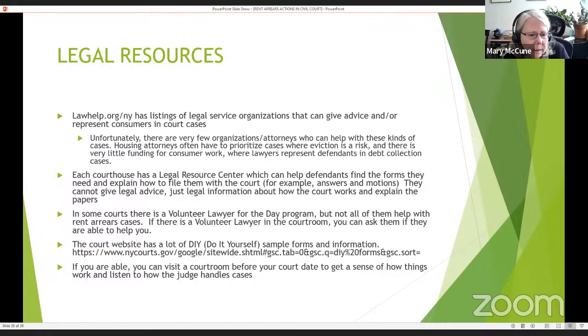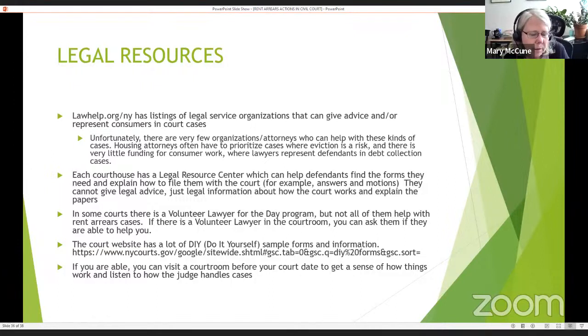In some courts, there is a volunteer lawyer for the day program. They can't represent people except on the day. So they usually don't do trials, but they can help you if you have a motion to explain to the court what you're asking for.